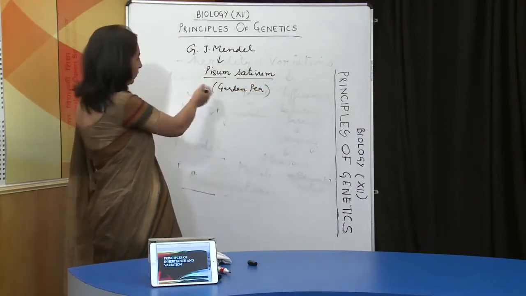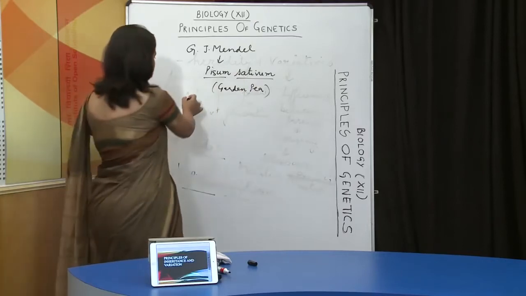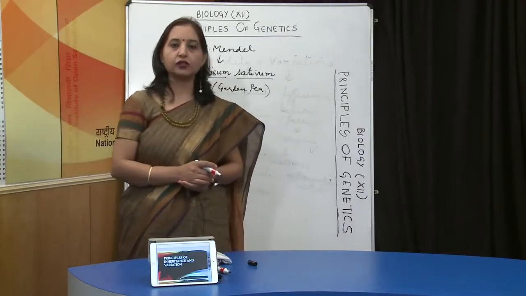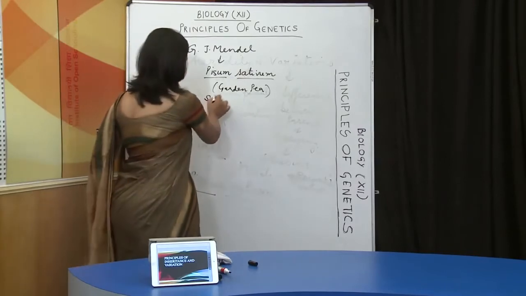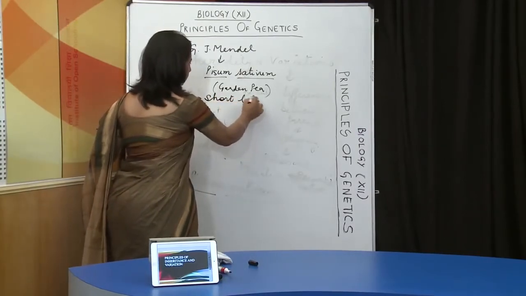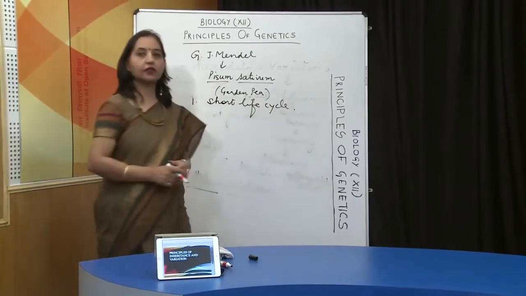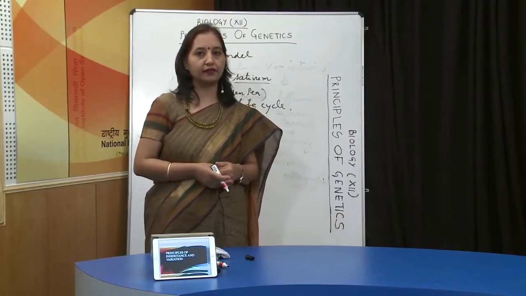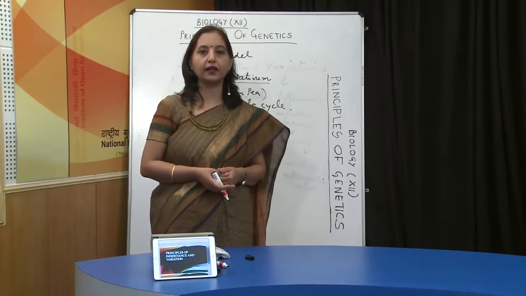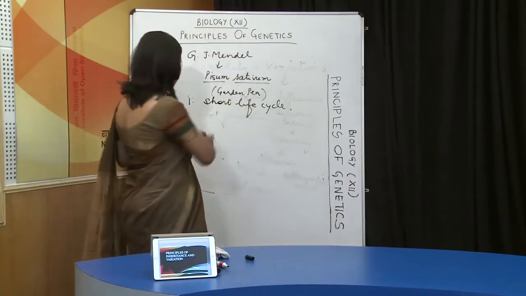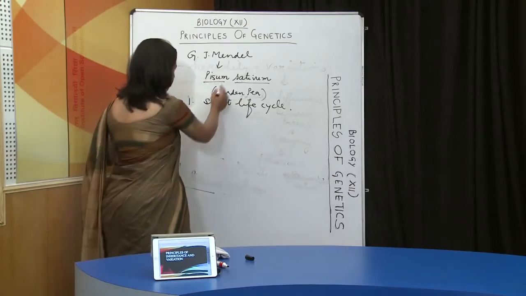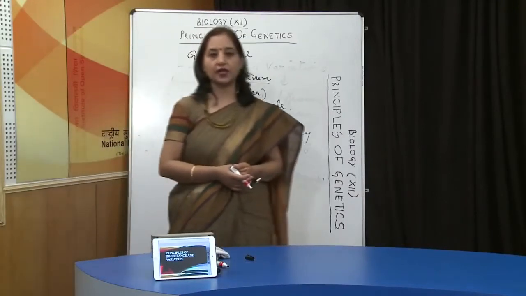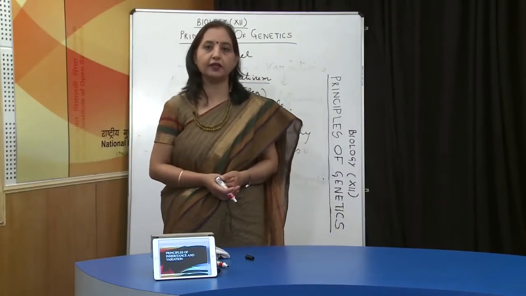Mendel chose garden pea or Pisum sativum for his experiments because of several reasons. The first reason was the pea or the Pisum sativum has got a very short life cycle. Since for the study of inheritance, one has to study many generations, the experimental plant has to have a very short life cycle. Second reason for choosing Pisum sativum or garden pea for his experiments was garden pea had many contrasting, easily identified traits or characters.